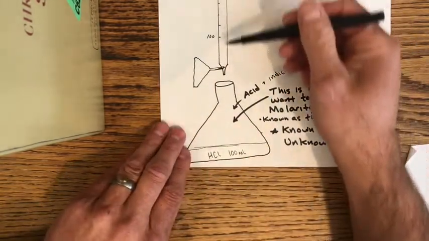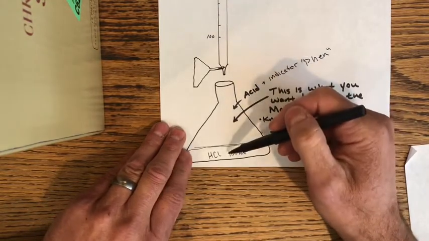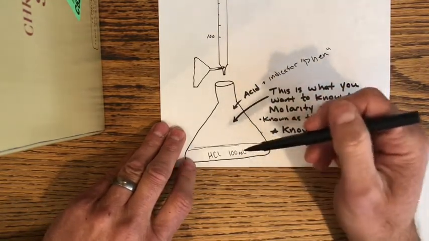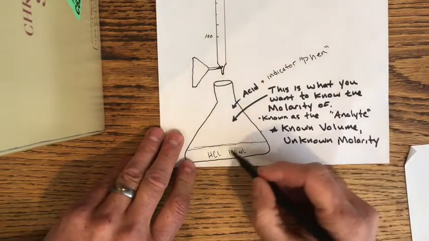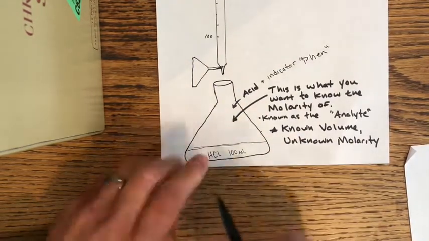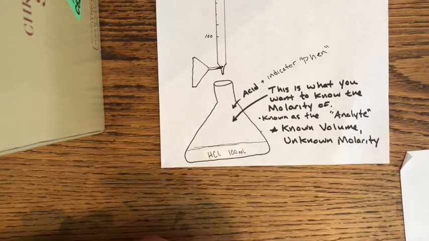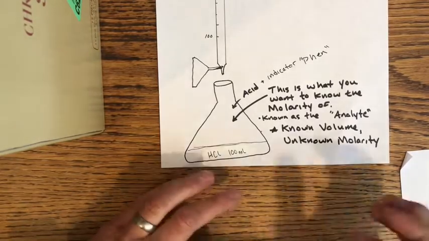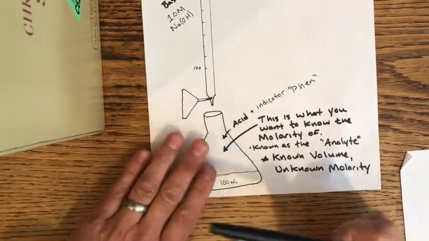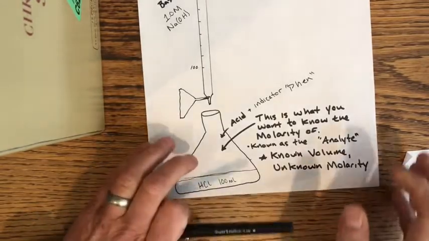And we don't want to use too much of that. We just want to barely start seeing color change, and that's how we know that we have neutralized all of the acid down here. Okay, and hopefully a little video snippet that I'll insert here will show that process and make it totally clear to you.